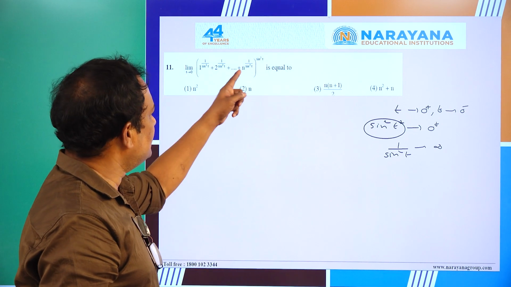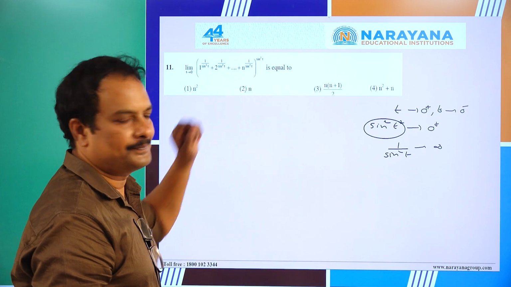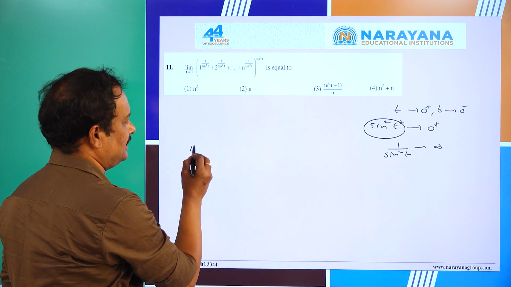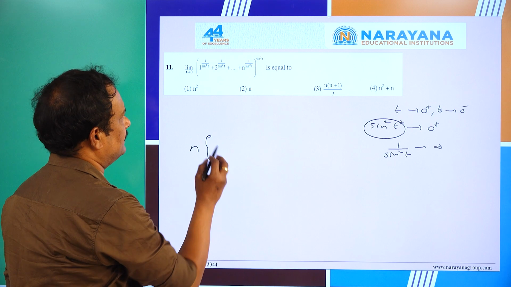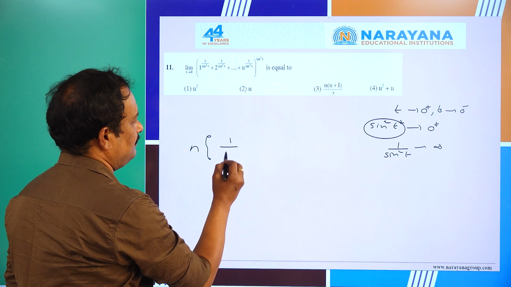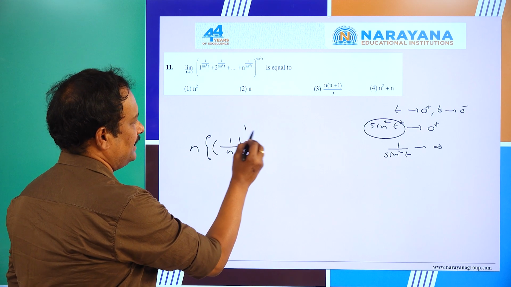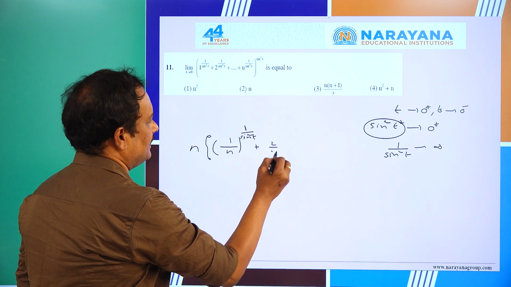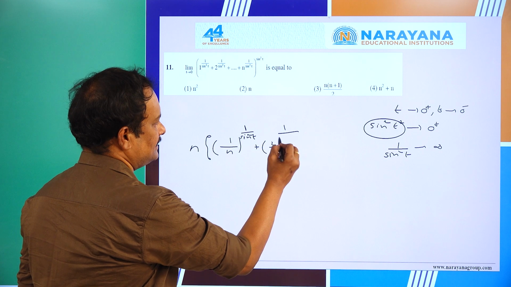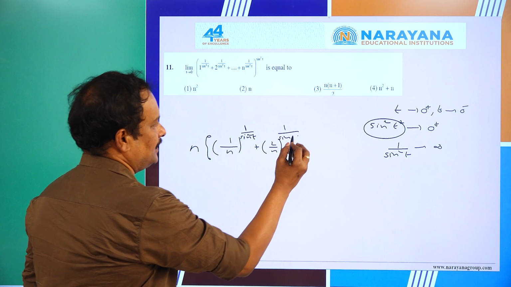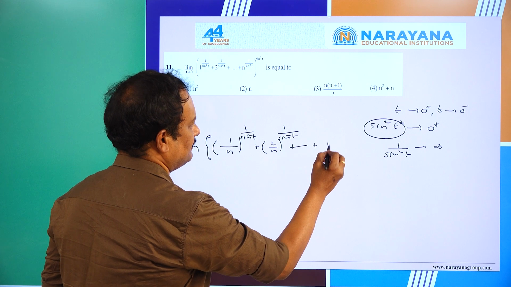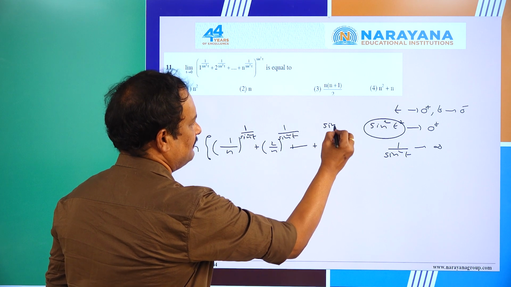Now in this case let us take n power 1 by sin square t common. So whole power sin square t we have. So we are now going to get n outside the bracket. What about the rest of the terms here? 1 by n whole power 1 by sin square t. Similarly the second one, 2 by n whole power 1 by sin square t, and so on. The last one, just 1 only, whole power sin square t we have.